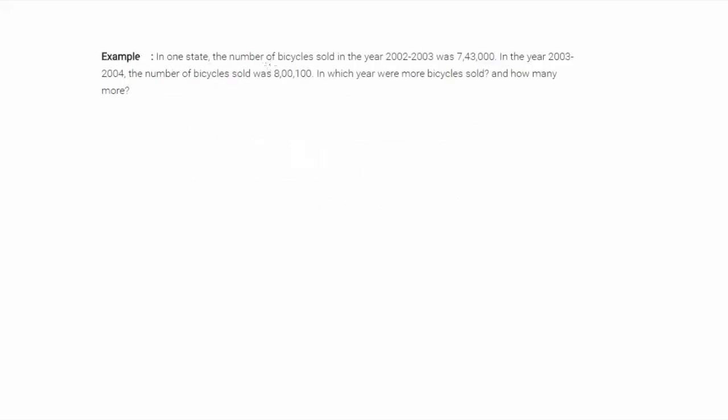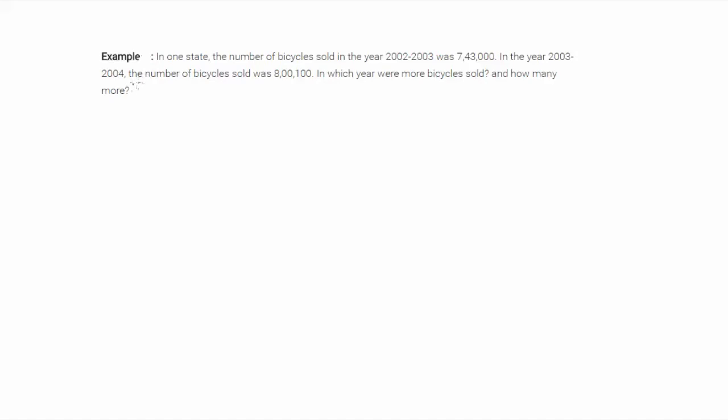In one state, the number of bicycles sold in the year 2002 to 2003 was 7,43,000. In the year 2003 to 2004, the number of bicycles sold was 8,100,000. In which year were more bicycles sold and how many more? Basically, you start doing the problem in the same way as I follow.